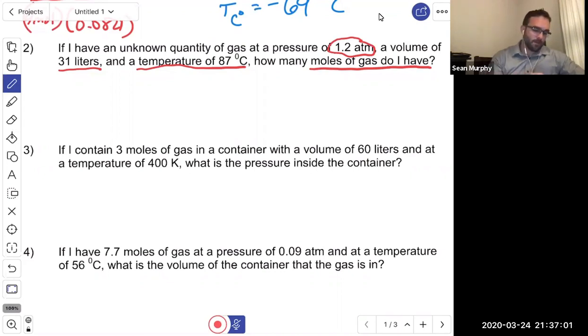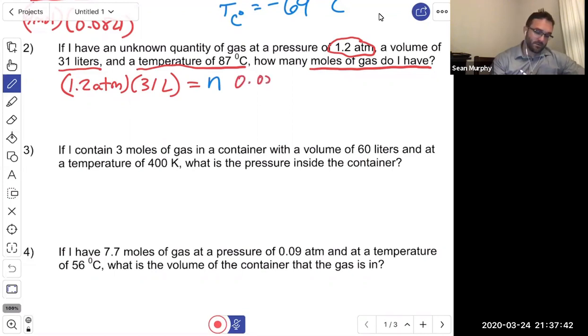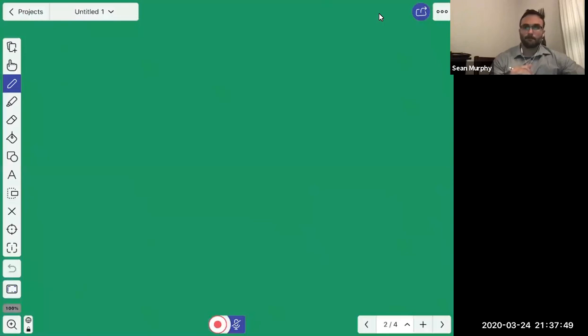Let's start putting in the formula. We have a formula, affectionately called PIVNERT. So we have our pressure on the left, 1.2 atmospheres, and you better be putting your units down, a volume of 31 liters. How many moles are there? I'm going to put N in blue because that's what we're looking for. Let's go back to red. R. Now R, we're going to be using the atmosphere R, so it's going to be 0.0821, put that in brackets.